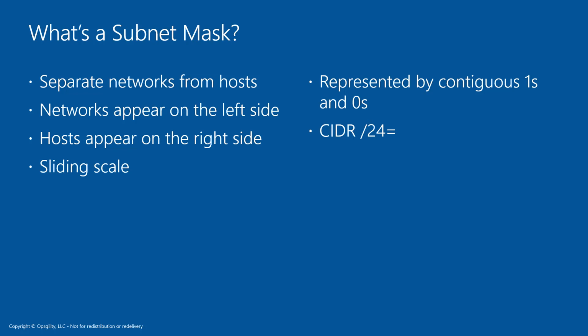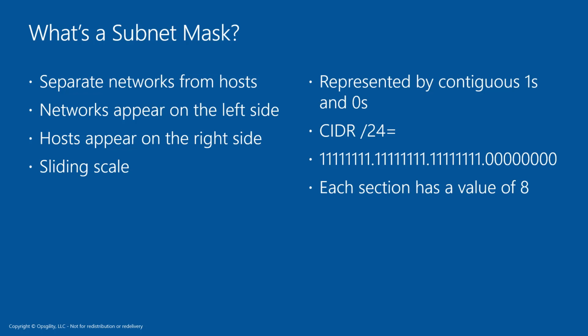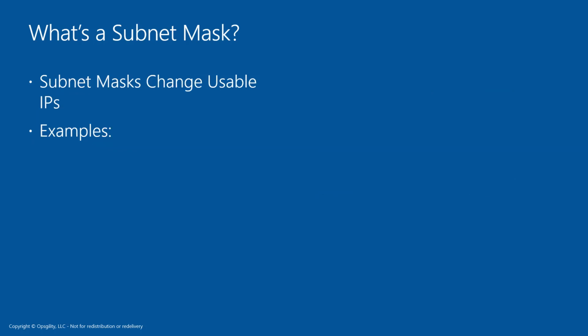Each section has a value of 8. So in this case, if we see a CIDR value of /24, we can see how that's spelled out as a subnet mask. Since each section has a value of 8, and we need to come up with a total of 32, 32 minus 24 is 8. So all we have to do is subtract 8 ones and come up with zeros on the right-hand side. Subnet mask's job is to change the amount of usable IP addresses.